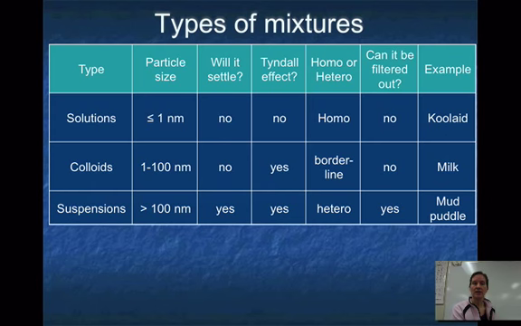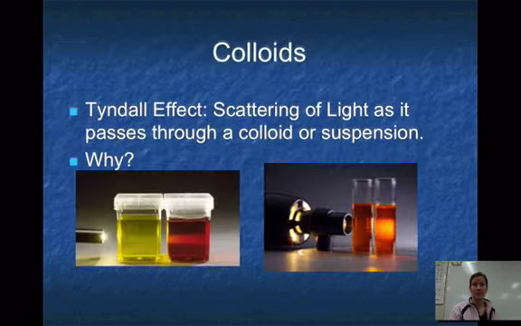Now, one of the easiest ways to tell these three mixtures apart, the homogeneous solution and the heterogeneous suspension are usually easy to tell apart. But an easy test is something called the Tyndall Effect. And the Tyndall Effect is tested by shining a light ray through your mixture. And if the Tyndall Effect is seen, it's either a colloid or suspension. And if you don't see the Tyndall Effect, it's a solution. So in class, I'll actually show this to you. But here's an explanation of what the Tyndall Effect is.